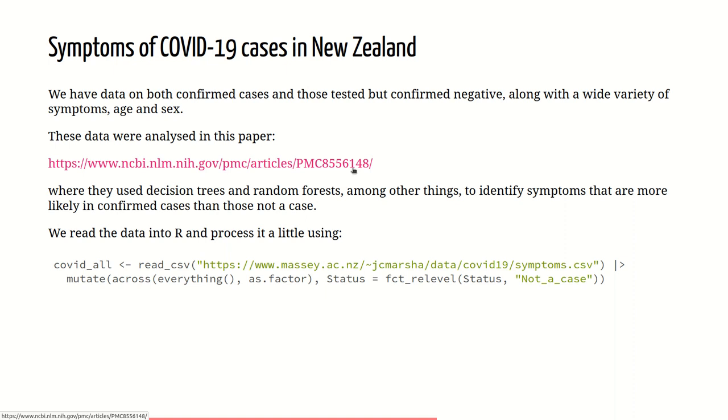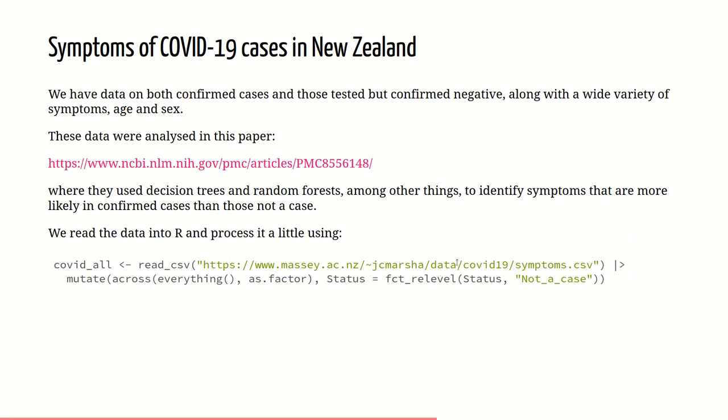You're welcome to. One of the great things about being at a university is that if you're on the Massey network, then you will have access to that paper, along with many millions of other papers. And they use decision trees and random forest, among other things, to identify symptoms that are more likely in confirmed cases than those not a case.